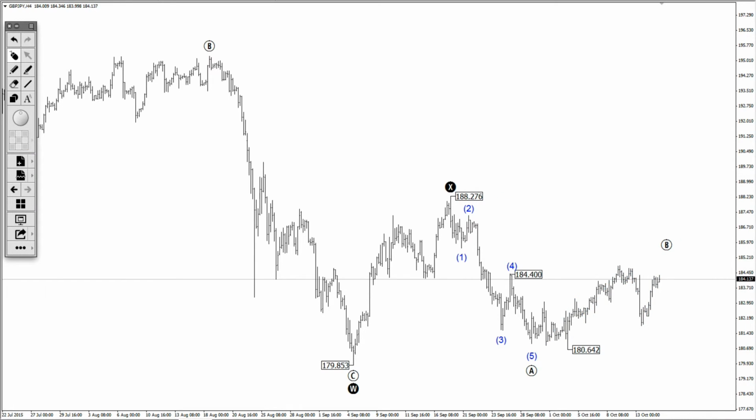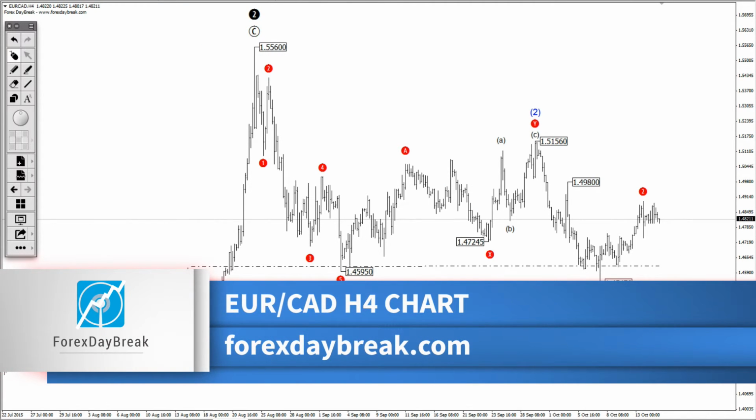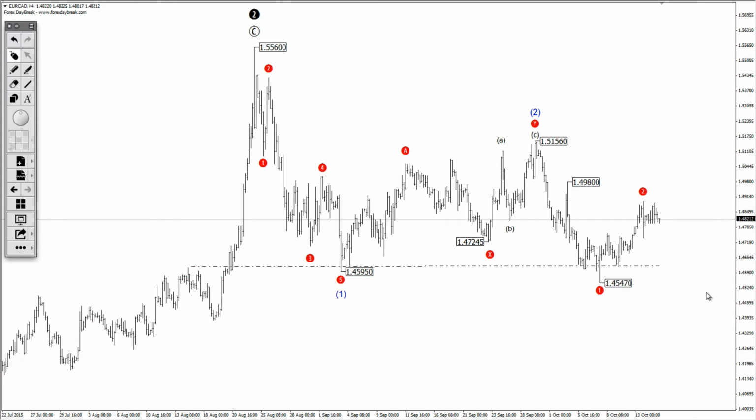Okay, next is Euro Canadian dollar. Nothing much has happened here since yesterday. We might have finished the wave 2, minute wave 2 correction, which is seen here in my wave count, and perhaps we will see the next impulsive move down. Euro has been strong lately, but also Canadian dollar has been very strong, so there are two opposing strong currencies, and this causes the price action to be sideways and very muted.